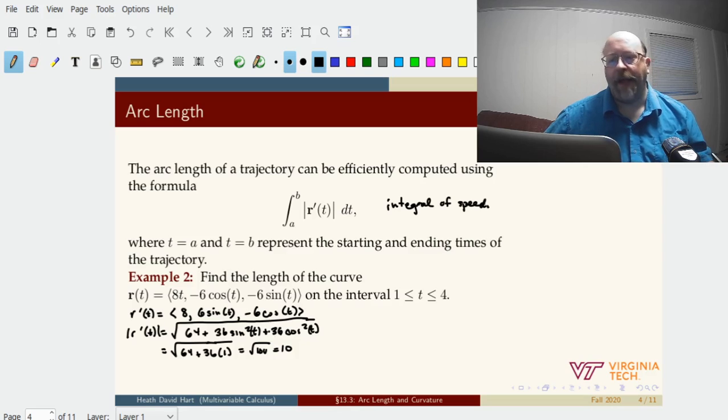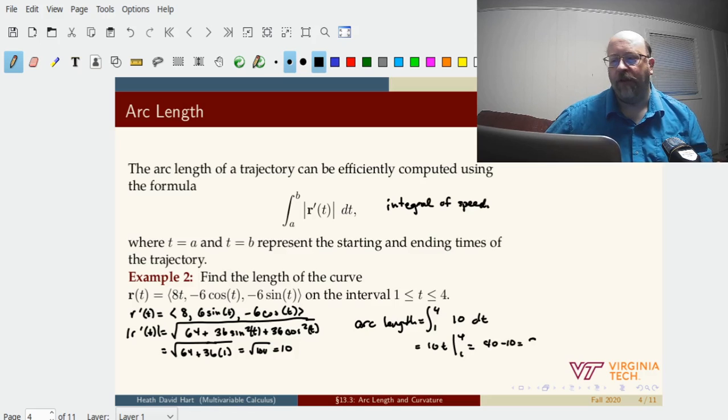Now, I picked an example where the square root works out very nicely, so that our first example isn't too ugly. Then the arc length is the integral from 1 to 4 of 10, which is 10t, evaluated at 4 and 1, or 40 minus 10, which is 30.